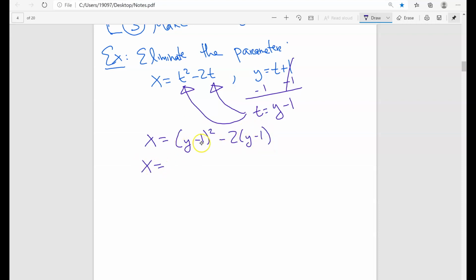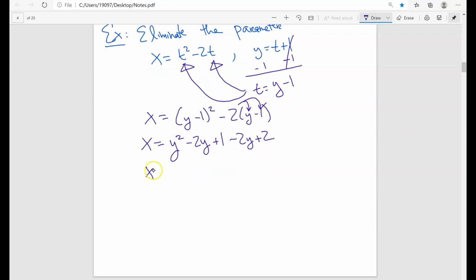So if I FOIL this out, you're going to have y squared minus 2y plus 1. And then when I distribute this guy, it's going to be minus 2y plus 2. So then you're going to be left over with x is equal to, so the y squared stays there. This and this is going to give me negative 4y. And then this guy and this guy is going to give me a positive 3. So you can see here that you can't quite solve for y. Instead, we solved for x, which is basically fine.